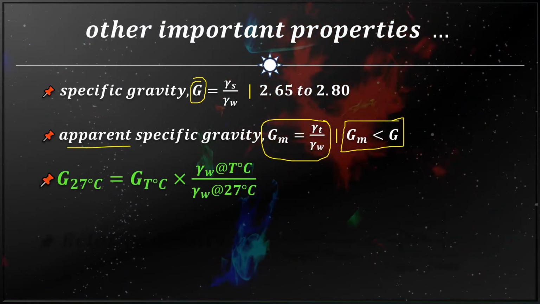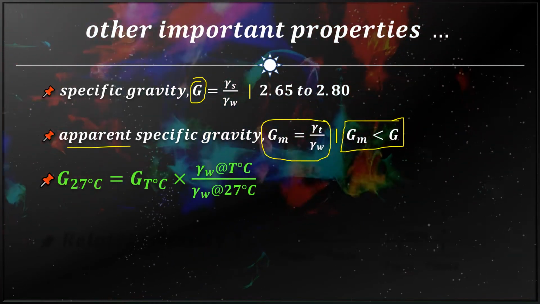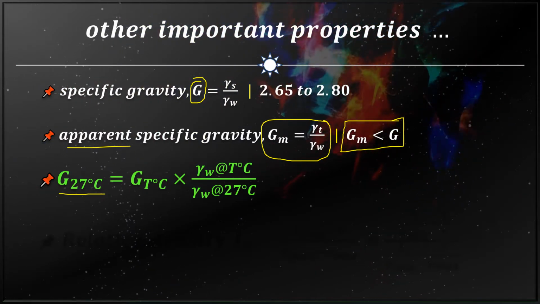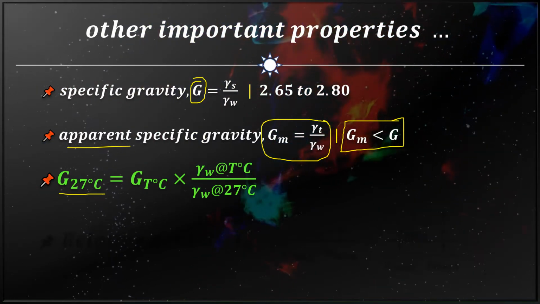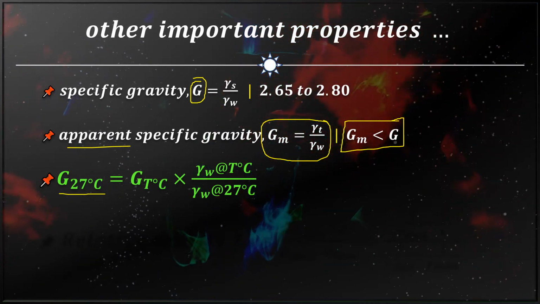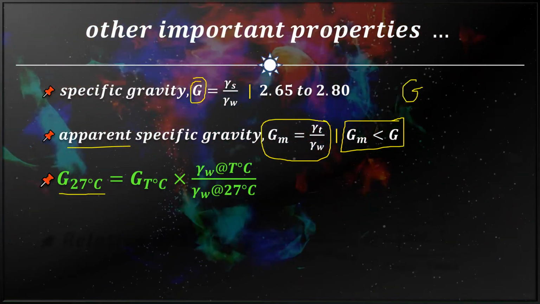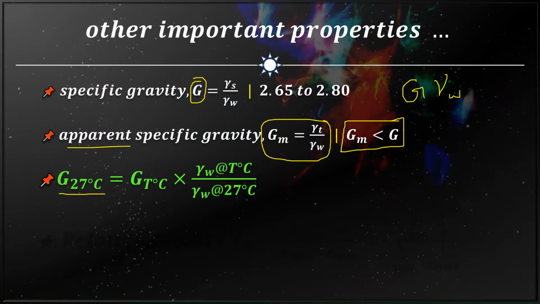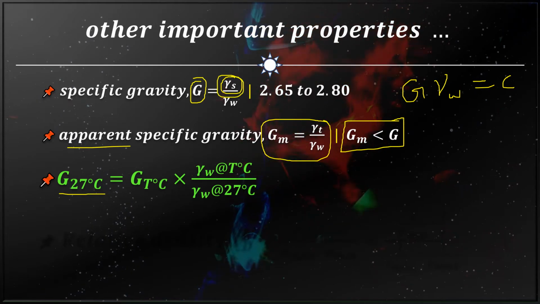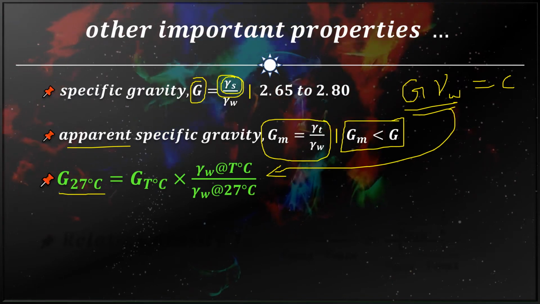And specific gravity varies accordingly with temperature. Then how to calculate that? Generally we calculate the specific gravity at room temperature or 27 degrees Celsius. So G at 27 degrees Celsius equals G at T degrees Celsius into gamma W at T degrees Celsius divided by gamma W at 27 degrees Celsius. How is it got? Simply because G gamma W is constant, because gamma S does not vary, so that's why G gamma W is constant. So accordingly we can get this equation.